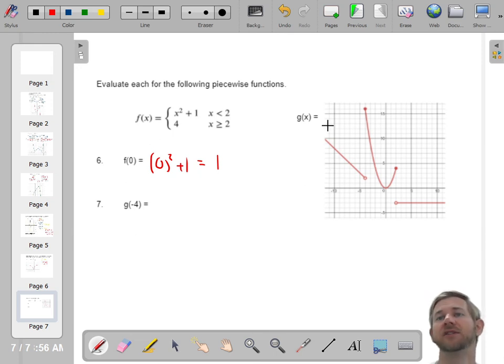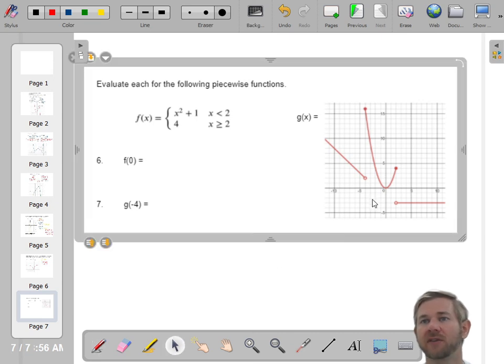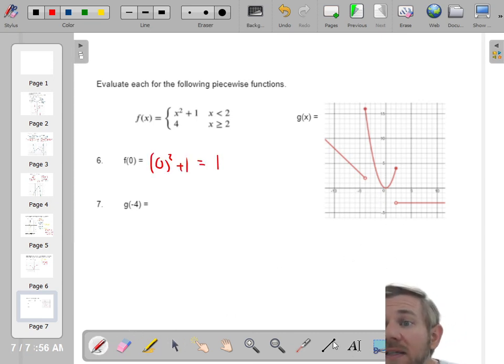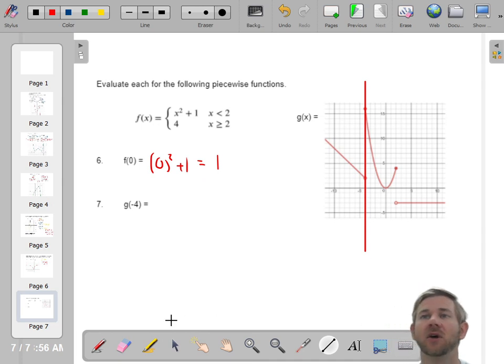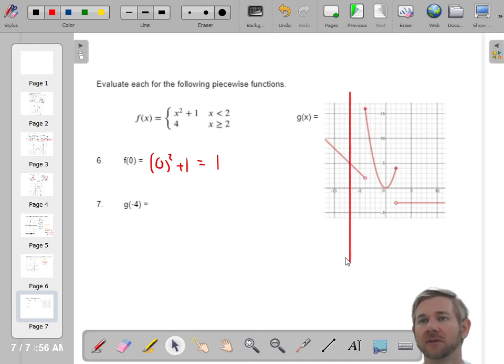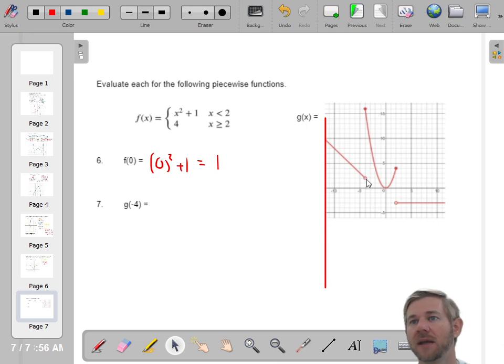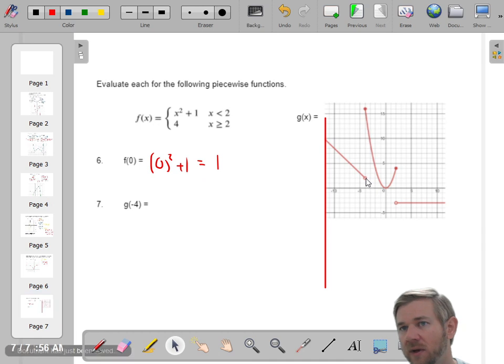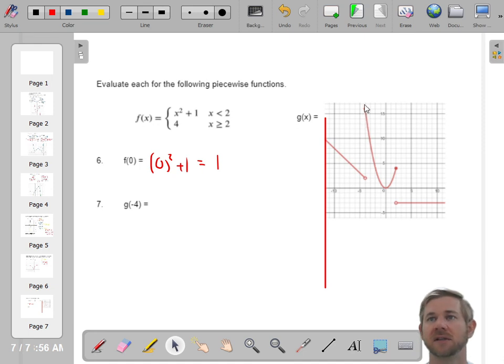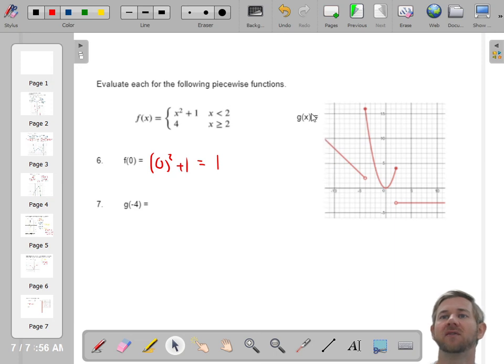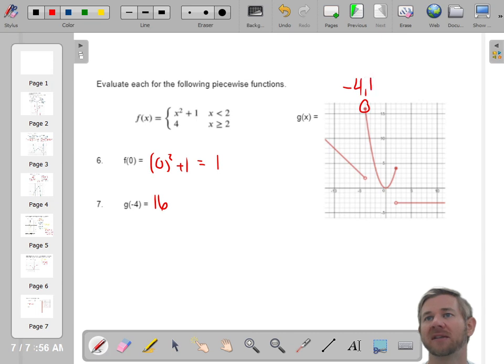G of negative 4, that's over here. So on the graph, we're looking for negative 4, and negative 4 is right there. So you'll notice that there's an open circle and a closed circle. So we're on this jump discontinuity here, and negative 4 is on that jump discontinuity. So we're either choosing the open circle or the closed circle, and the question is which one wins. The answer is always the closed circle. So that says 15, so we're one above that. That means g of negative 4 is positive 16 because you're looking right there. This ordered pair is negative 4, 16. When you plug in negative 4, that's where you go.